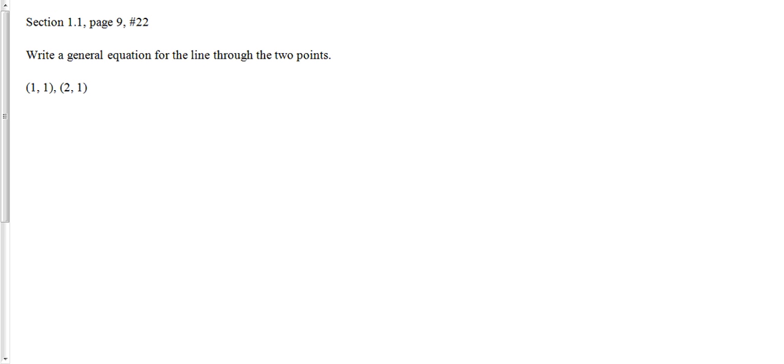All right, so we're going to do section 1.1, page 9, number 22, which reads, write a general equation for the line through the 2 points. And our 2 points are (1, 1) and (2, 1).